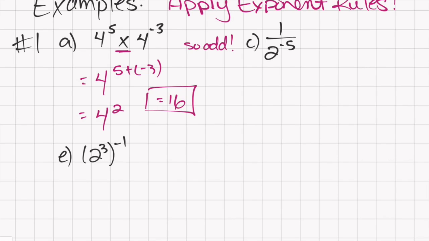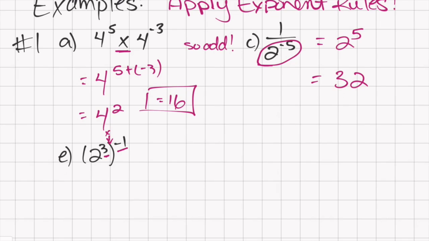My answer there would be 16. All right, let's look at the next question. Here I have 1 over 2 to the exponent negative 5. Now here's one of those tricky ones where we have that negative 5 exponent in the denominator. So we can apply the rule we just learned, where this means that it's 2 to the exponent 5, which would equal 32.